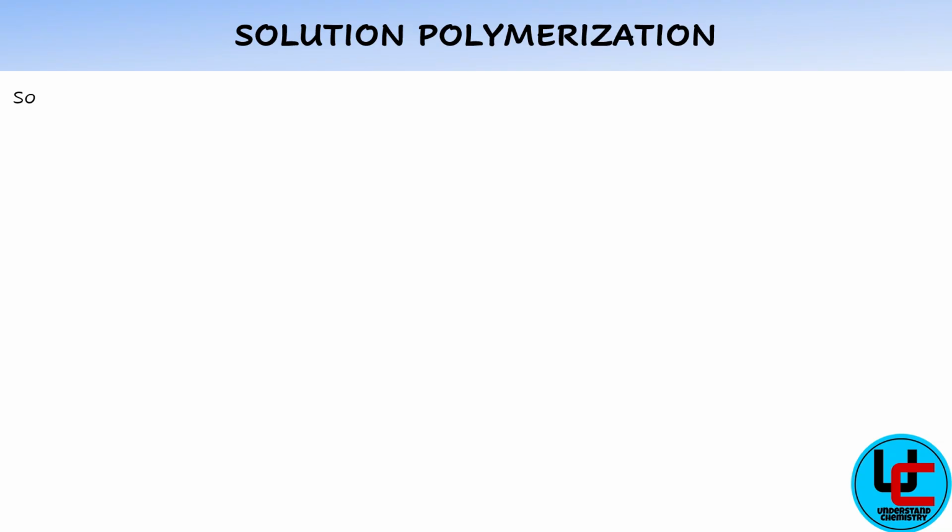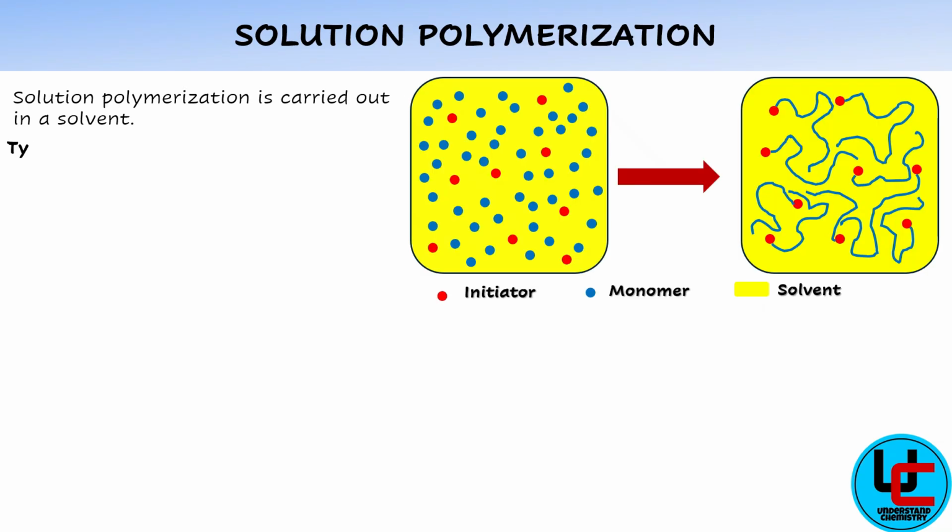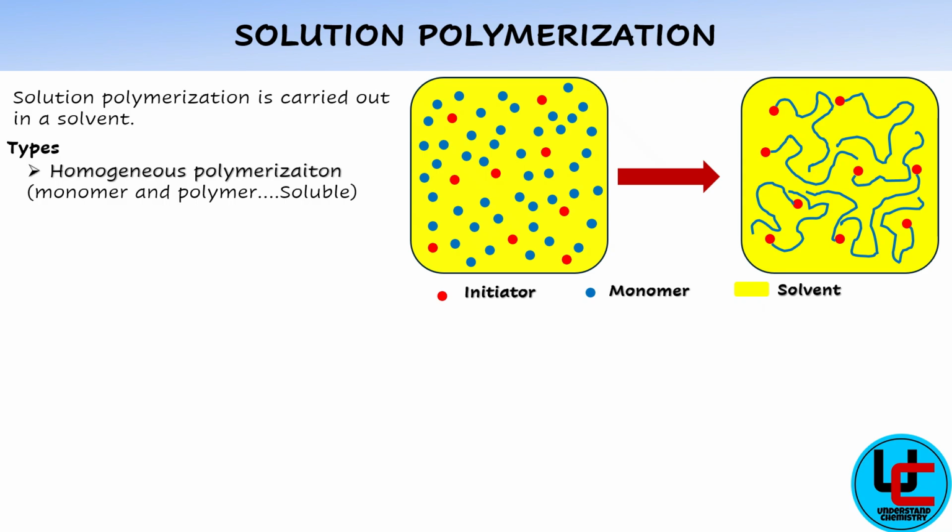In this video, I will talk about a widely used polymerization process, the solution polymerization. In this method, monomers are polymerized in a solvent which can create either a homogeneous system where both monomer and polymer are soluble, or a heterogeneous one where the polymer precipitates out.